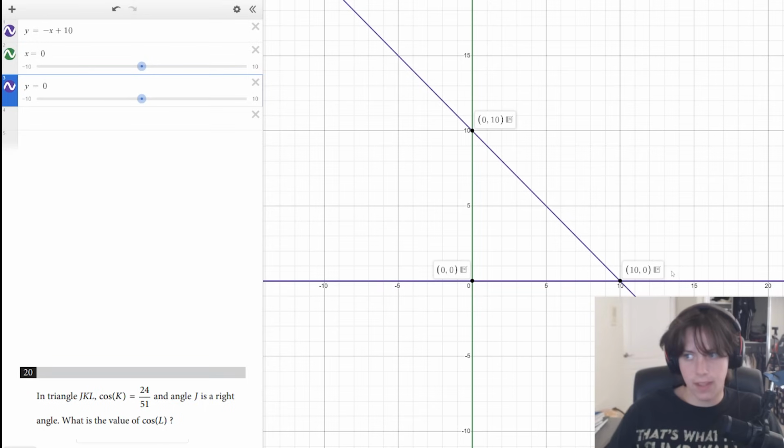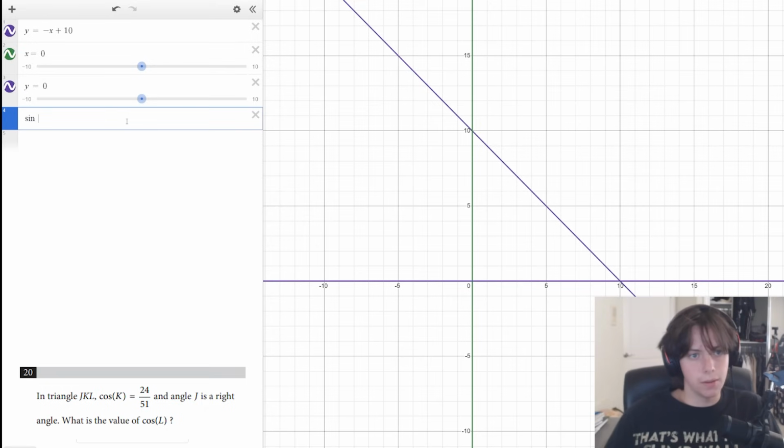What's most important for this question is that cosine is adjacent over hypotenuse. If we take the cosine of one of the two angles that aren't the right angle in a right triangle, it would be equal to the sine of the other. So that means cosine of K equals sine of L. This is super important because it basically solves the question. So we have the sine of L, and the sine of L would be equal to 24 over 51.